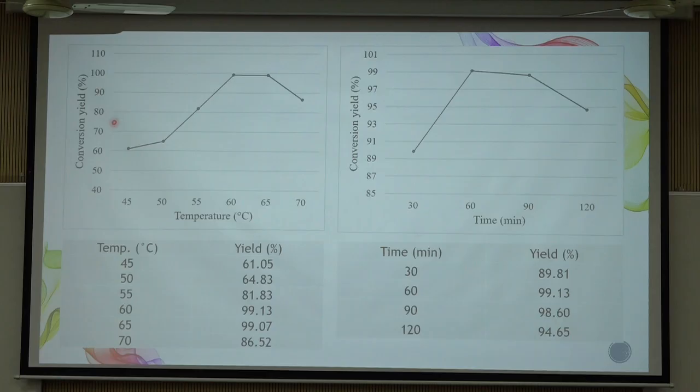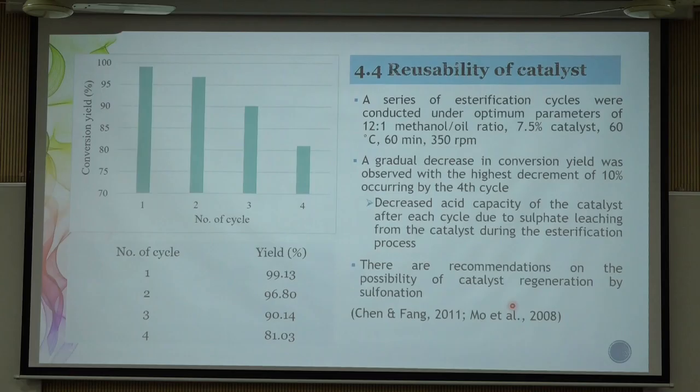Then the temperature we are using is around 60 degrees C, which is quite common for biodiesel conversion, where 60 degrees is the optimum. So it means that using our own catalyst is also able to achieve a similar result. The conversion yield for the reaction time is around 1 hour. It's also similar using our catalyst.